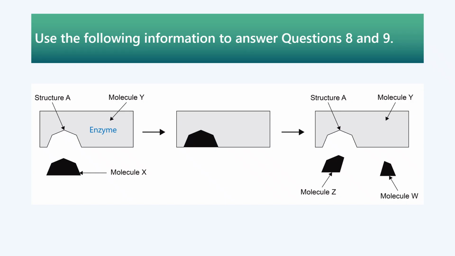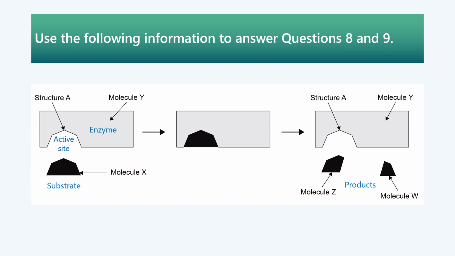Structure A, active site, the specific 3D pocket or groove on molecule Y. Its shape is complementary to the shape of molecule X, allowing specific binding. Molecule X, substrate, the black reactant molecule that binds to the active site. Molecule Z and W, products, the 2 smaller black fragments released at the end of the reaction after molecule X is broken down. The 3 stages of the reaction.